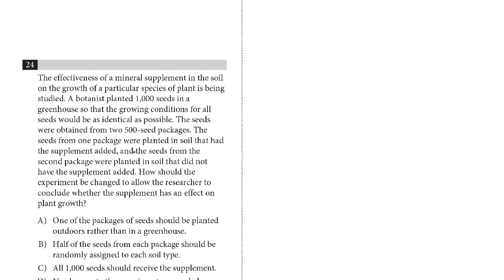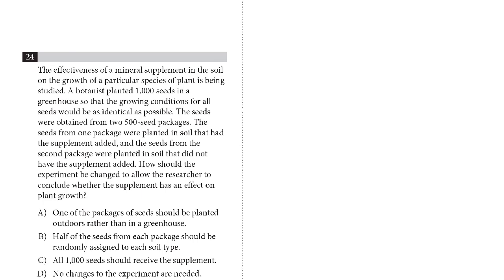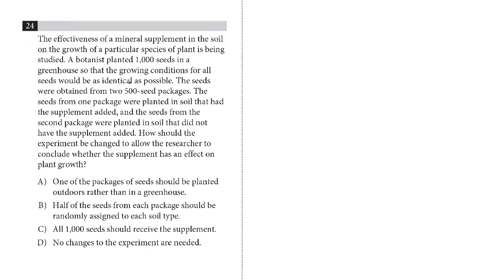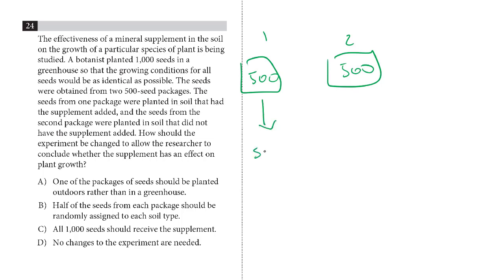24, the effect of a mineral supplement in the soil and the growth of a particular species. In a study, a botanist plants 1,000 seeds in a greenhouse so that the growing conditions for all seeds will be as identical as possible. The seeds were obtained from 2 500-seed packages. The seeds from one package were planted in soil that had the supplement added, and the seeds from the second package were planted in soil with no supplement.